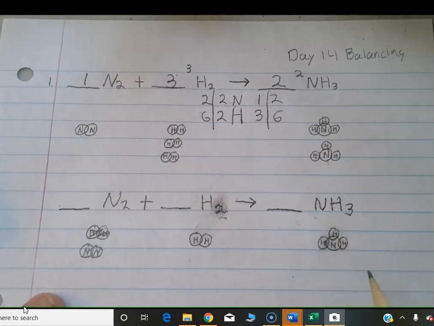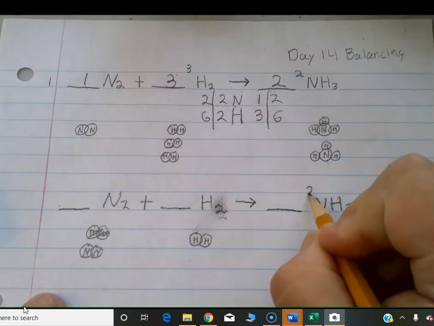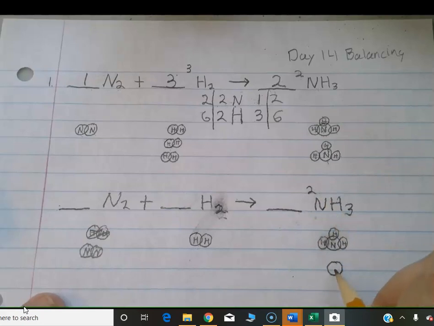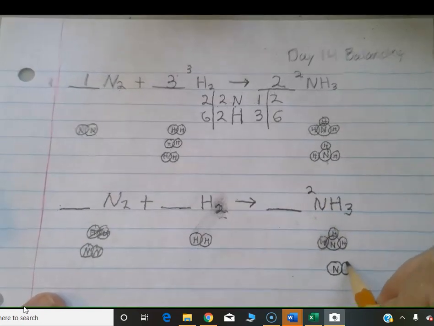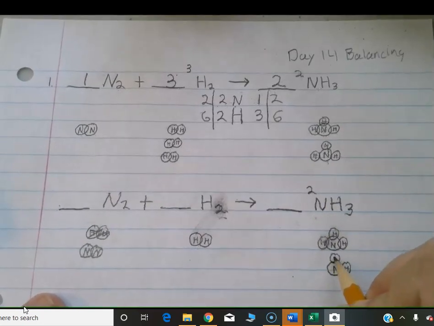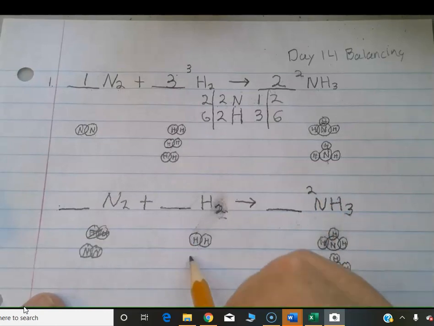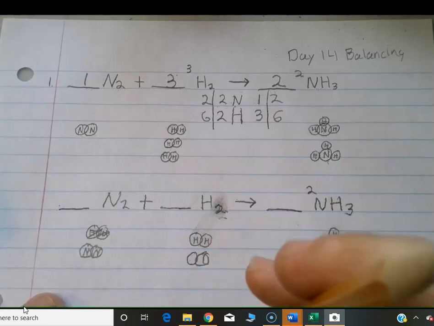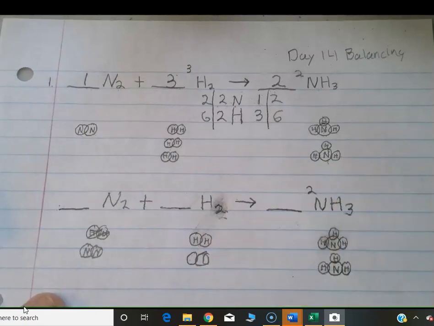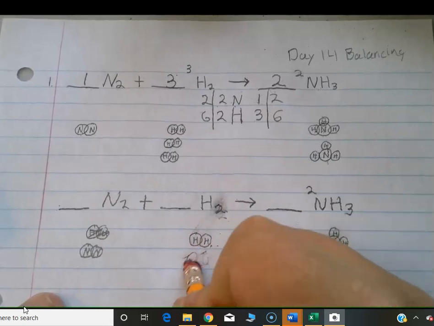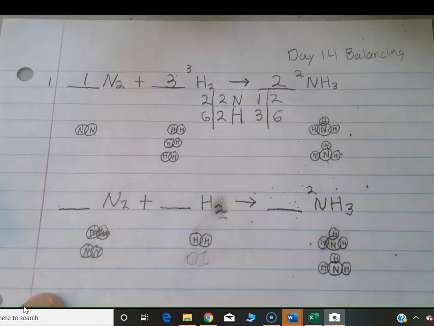So that means up here I'm going to have to put a 2. I'm going to have to create another one of these guys, ammonia. And I'm going to have to create, so now I have 6 hydrogens, and now I'm going to need 6 hydrogens here. So I'm going to create, and yes, please do these in pencil.